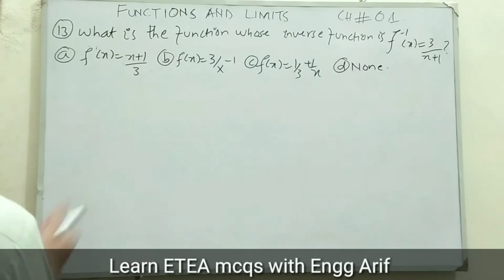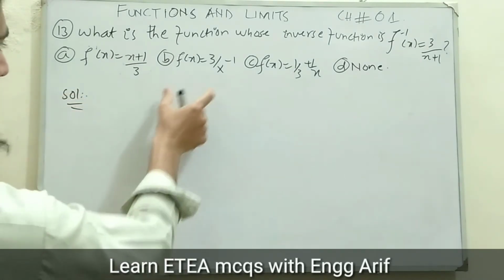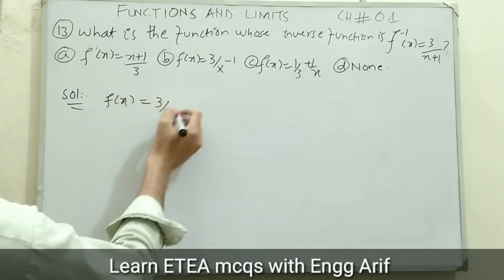We have 4 options given. So move towards the solution. Let's suppose I am going to find the inverse of option number B, f of x is equal to 3 divided by x minus 1.